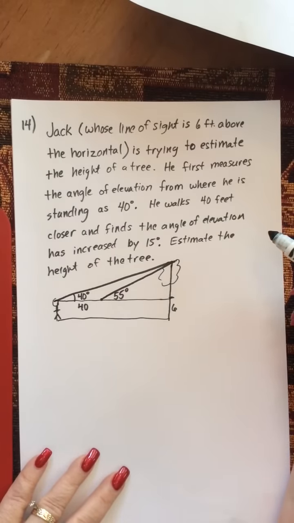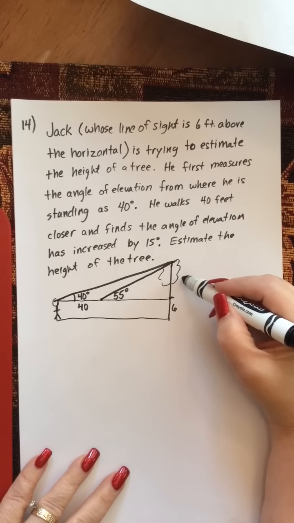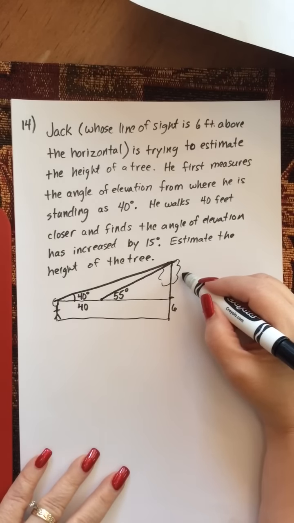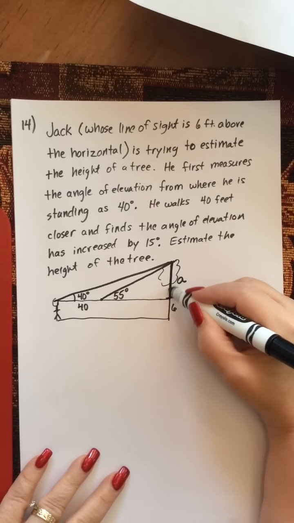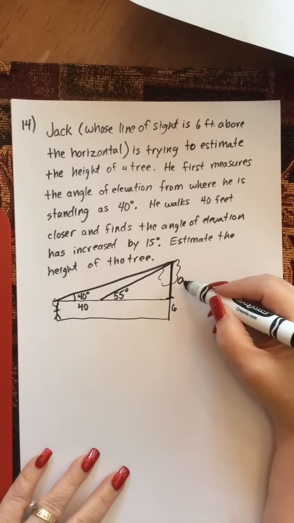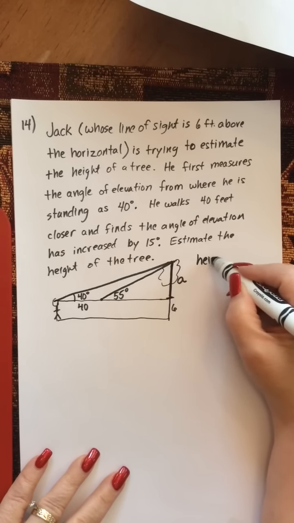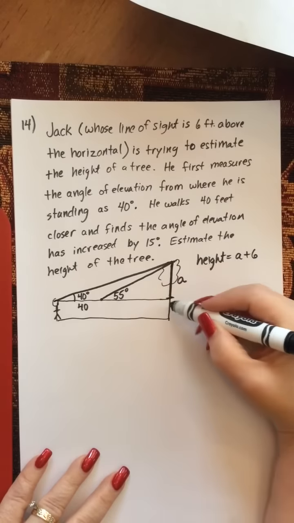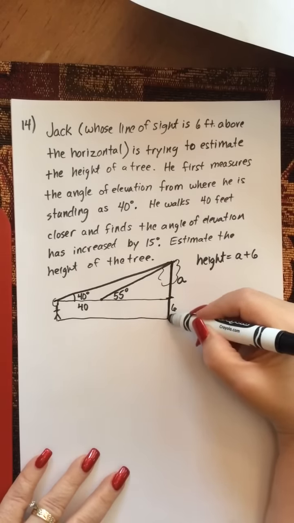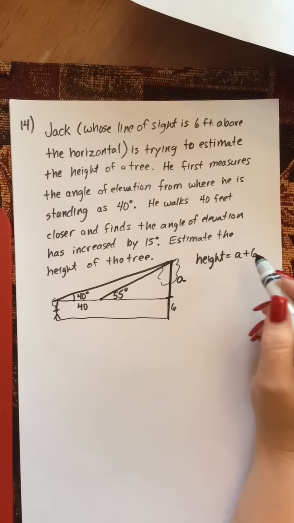Estimate the height of the tree. Okay, so I would like to know the entire height of the tree. So I'm going to call the portion right here A, okay? So the height of the tree will be equal to A plus 6, right? Because I need to add the 6. Here's where the tree starts, all right?